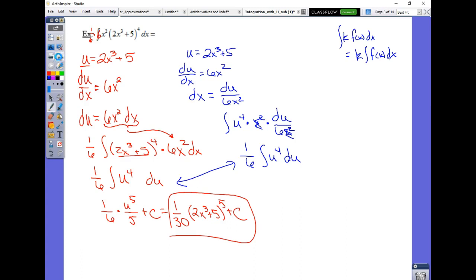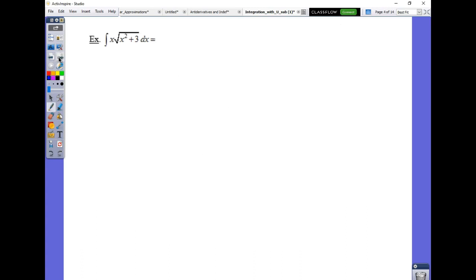All right, so the next problem, I am going to do it the way that I intend to do it, just so that you're aware of that. So I look at this next problem. X times the square root of x squared plus 3 dx. Would I use the chain rule here? If I took the derivative, would chain rule get used? Certainly, because we have x squared plus 3 inside a square root.